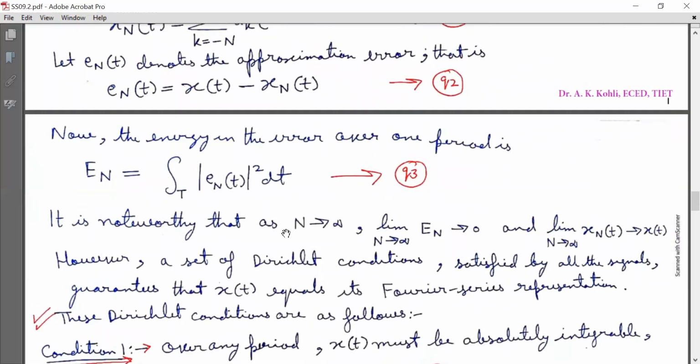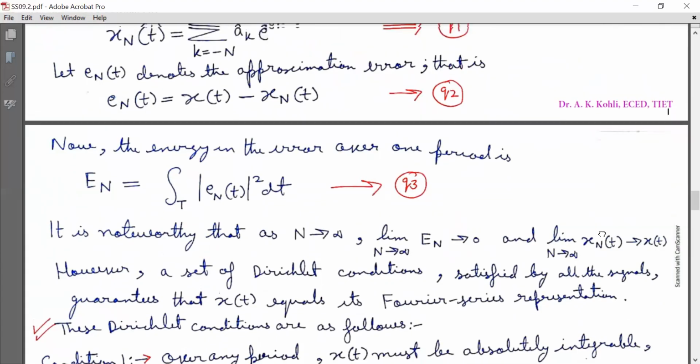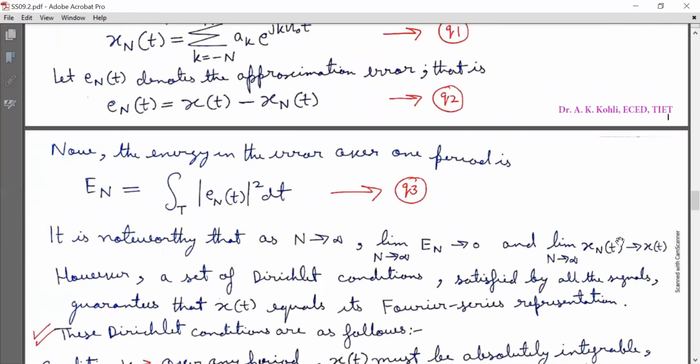Now it is noteworthy that as n tends to infinity, the limit of En tends to 0. That is, the energy in error over one period tends to 0. Similarly, as n tends to infinity, x_N(t) will tend to x(t). That is, the finite series will approach the actual Fourier series representation for x(t).